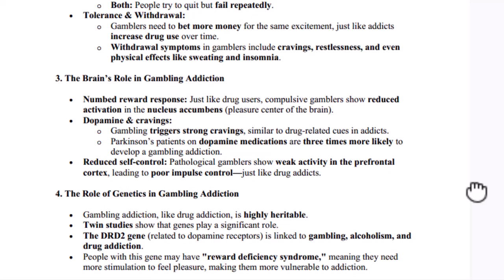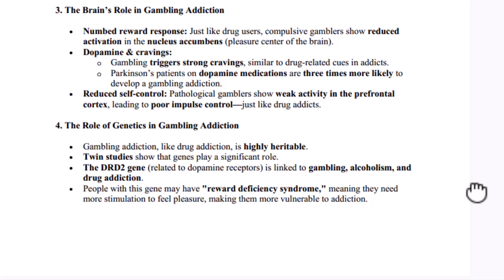The brain's role in gambling addiction: numbed reward response. Just like drug users, compulsive gamblers show reduced activation in the nucleus accumbens, the pleasure center of the brain. Dopamine craving. Gambling triggers strong cravings, similar to drug-related cues in addicts.